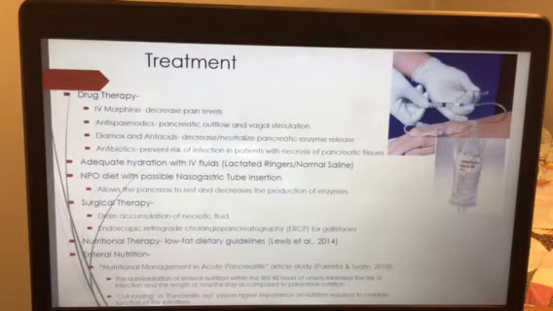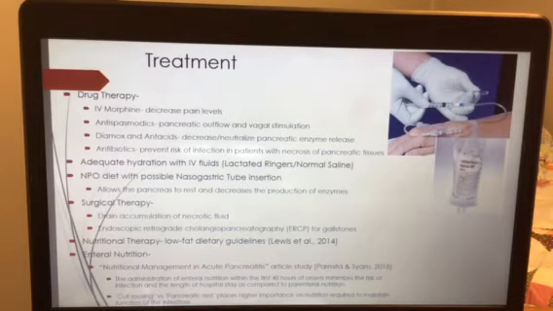So we have some treatment options. First, we have drug therapy: IV morphine to decrease pain, antispasmodics to control the pancreatic outflow and vagal stimulation, Diamox and antacids to decrease or neutralize pancreatic enzyme release, and antibiotics to prevent the risk of infection in patients with necrosis of pancreatic tissues. We want to hydrate patients with IV fluids.